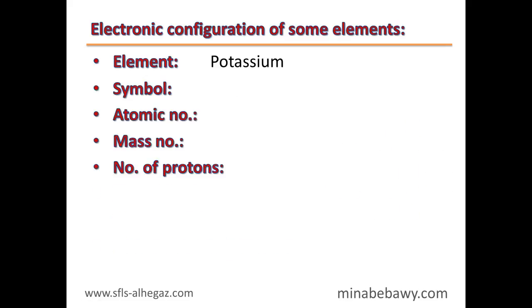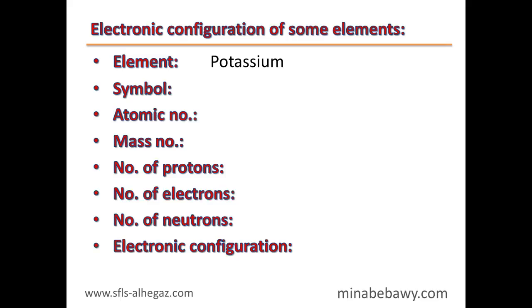The next element is potassium. Its symbol is taken from its Latin name, which is kalium, so its symbol is K. Atomic number equals 19. Mass number equals 39. Number of protons equals 19. Number of electrons equals 19. Number of neutrons equals 39 minus 19, equals 20.